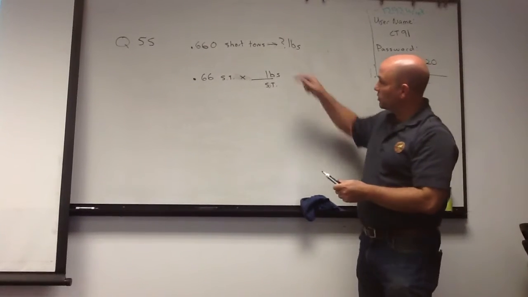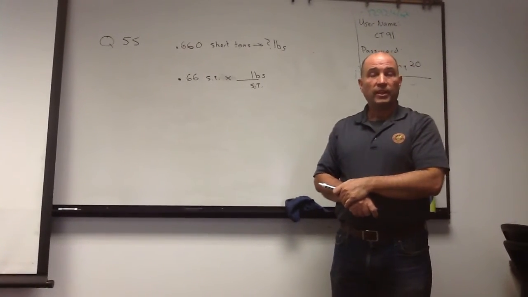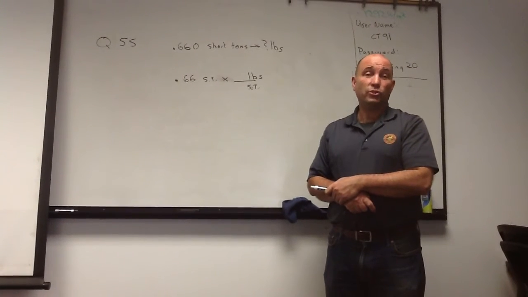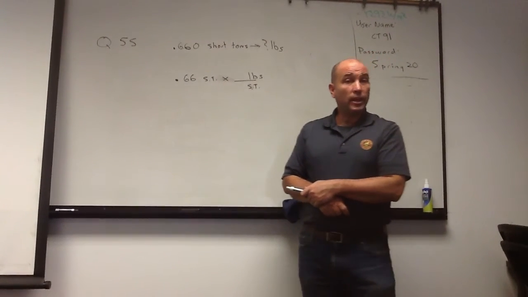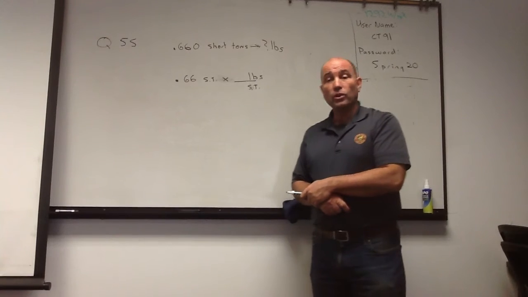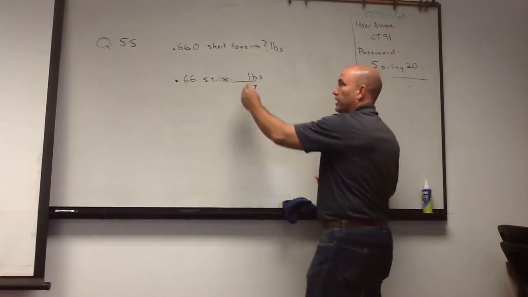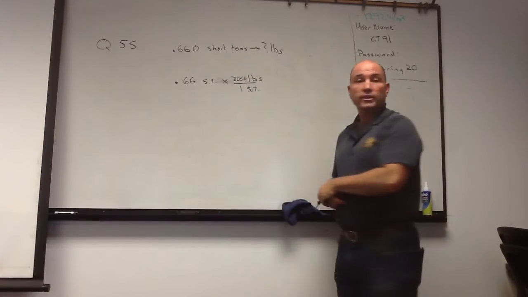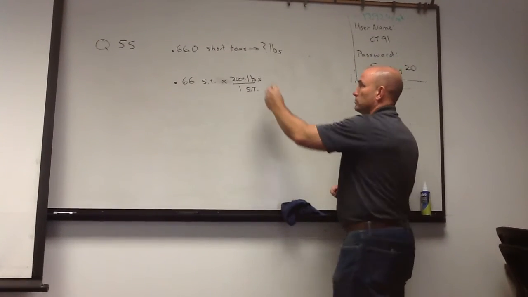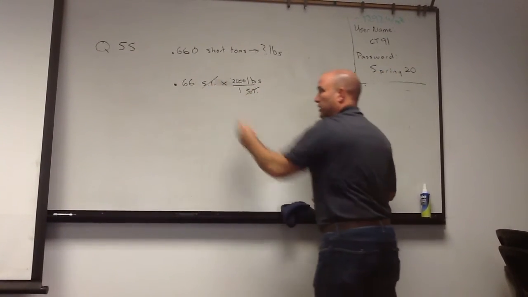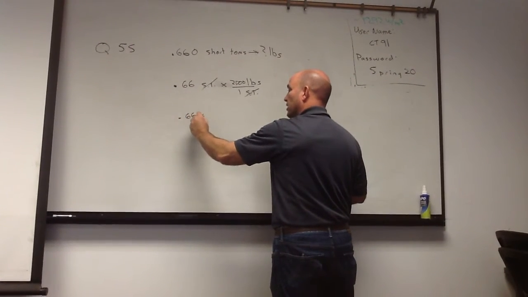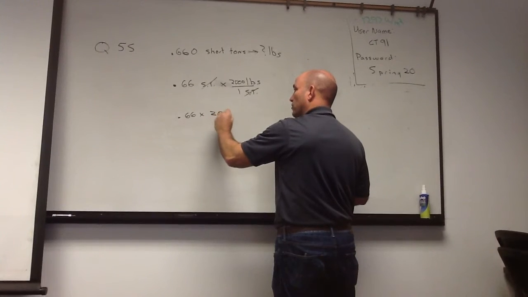But the question is what's the conversion between the two? And this is a perfect example of you might not even know what you're doing, but you can still do the conversion. You can look it up in a table or on the internet or Google it or whatever, and what you'll find is that there are 2,000 pounds for every short ton. And so short ton and short ton go away, and I end up with 0.66 times 2,000.